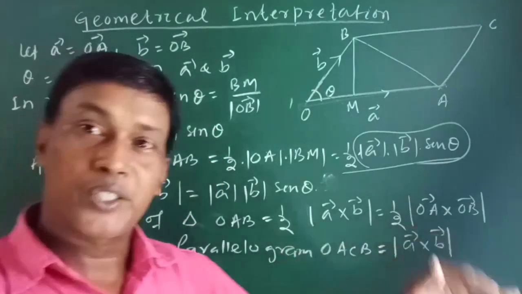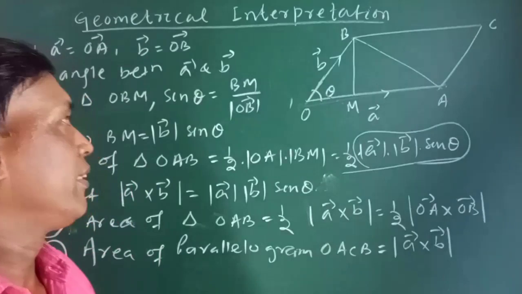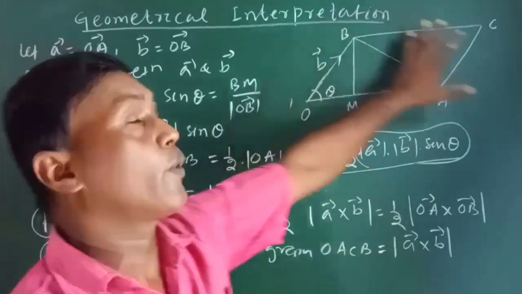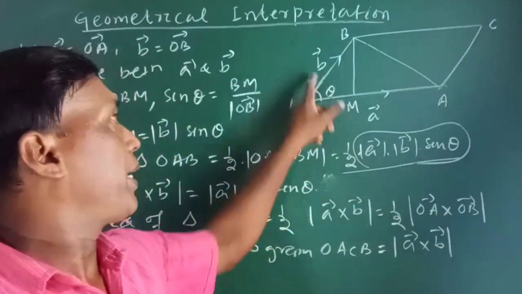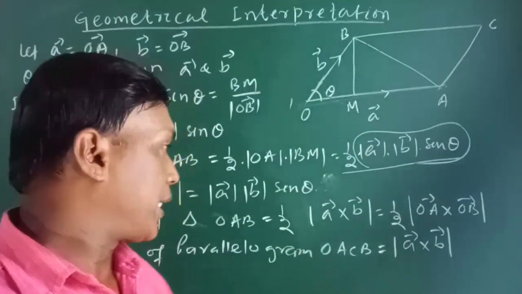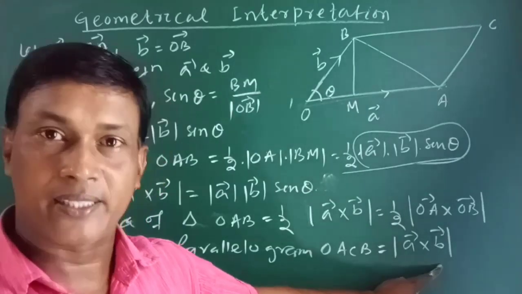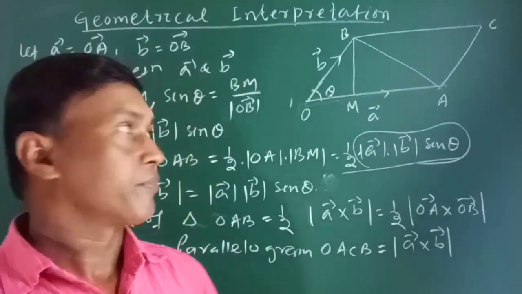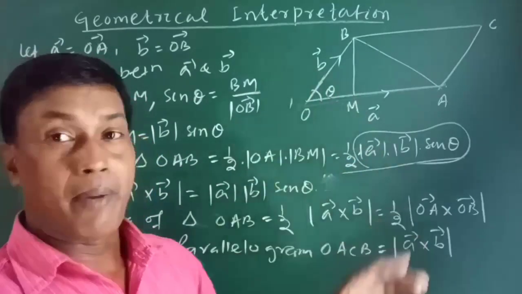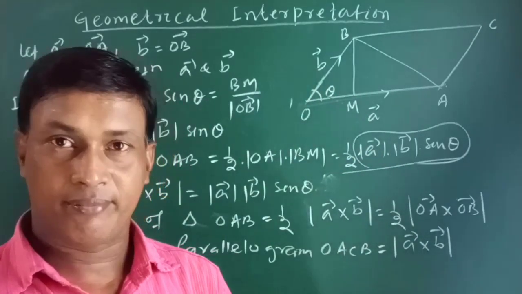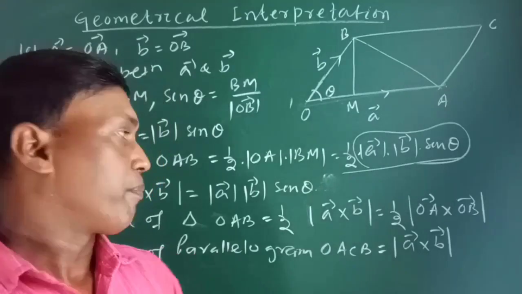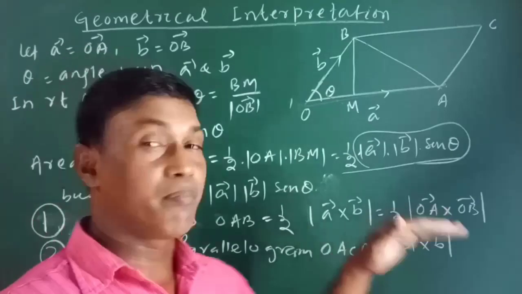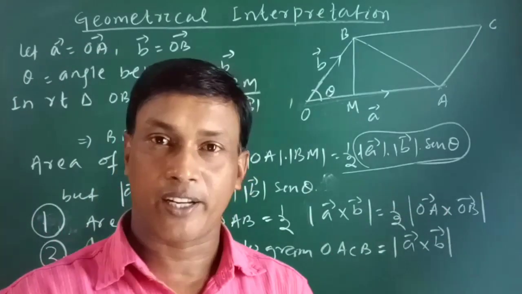This is another geometrical interpretation: if two adjacent sides of a parallelogram represent two vectors, then the magnitude of the cross product represents the area of the parallelogram. So if the two sides of a parallelogram are given, find A cross B, take the magnitude, and the magnitude of A cross B represents the area of the parallelogram.